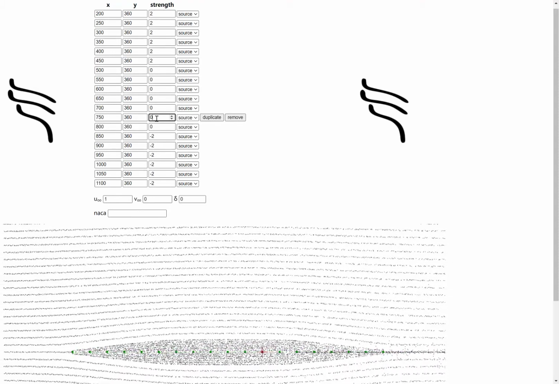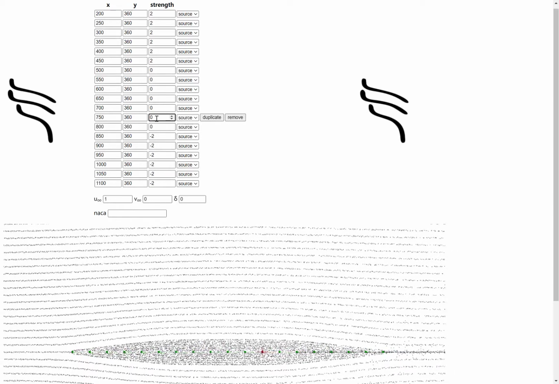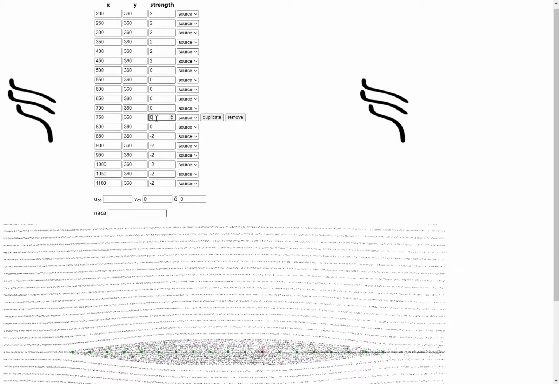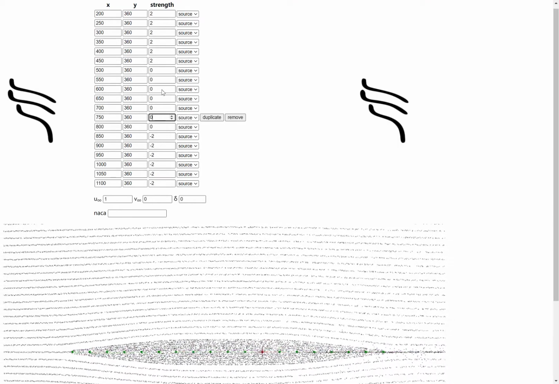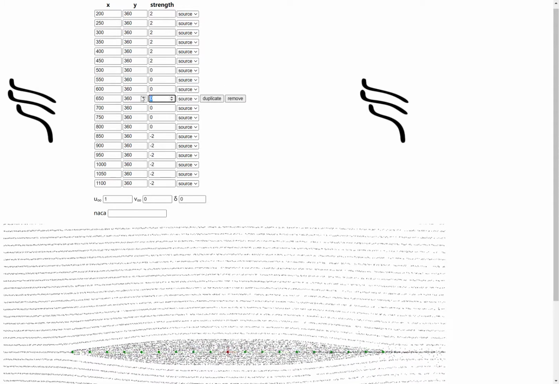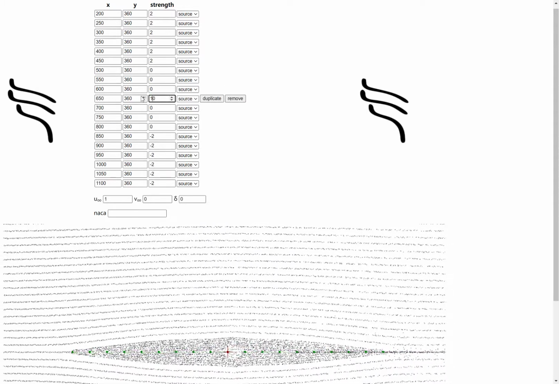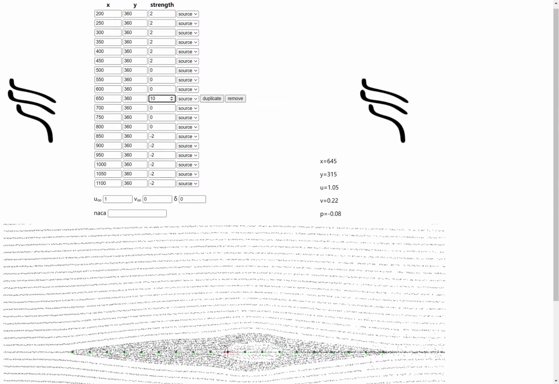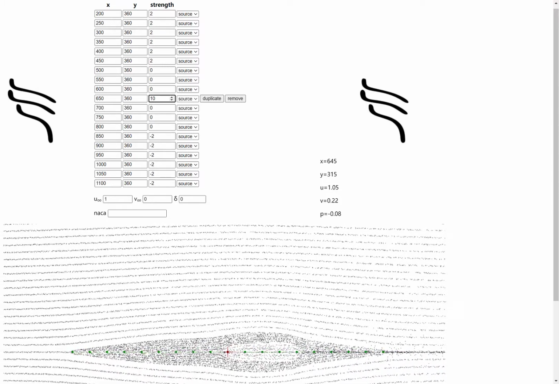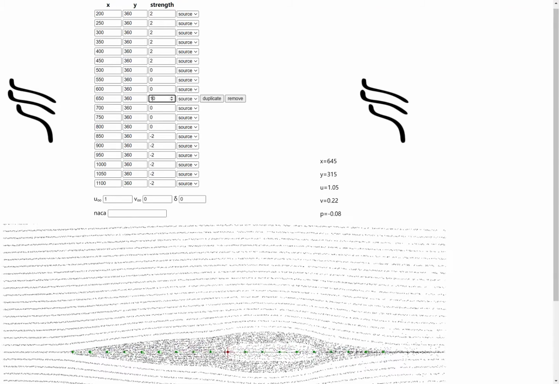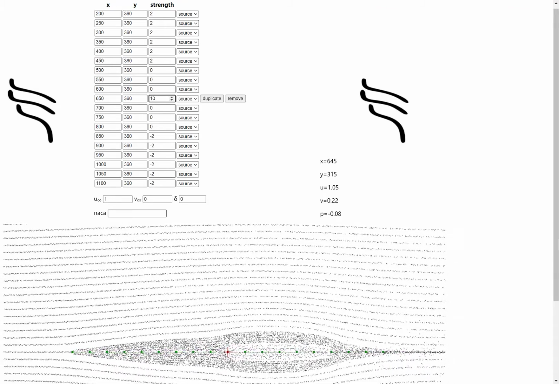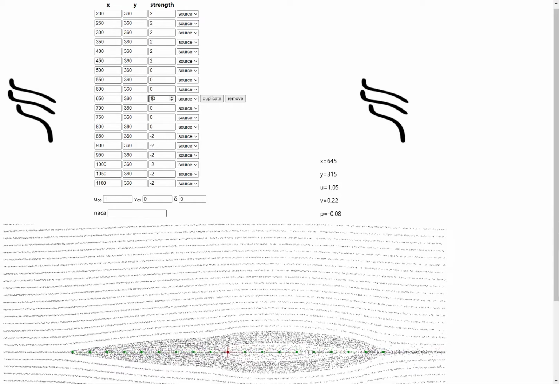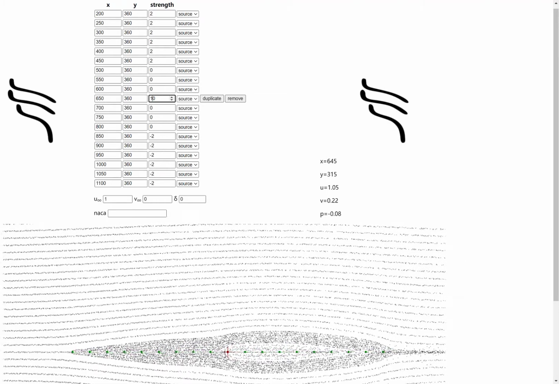Okay, now think about how the sources and sinks affect the velocity here and here. If I have a source of strength 10 over here, it affects the velocity over here, right? It makes the v velocity positive. Remember the contribution of a source to the flow field: the v contribution is proportional to y divided by x squared plus y squared, times the strength of the source.